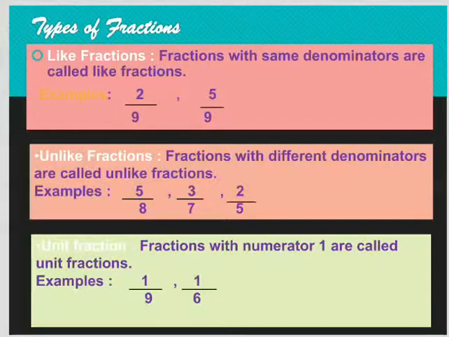Next is unit fraction. If you see a fraction and the numerator is 1, then this fraction is known as a unit fraction. Let's consider this example: 1 by 9 and 1 by 6. In both cases, the numerator is 1. So you can say that these are unit fractions. I hope it is clear what is like fraction, what is unlike fraction and what is unit fraction.